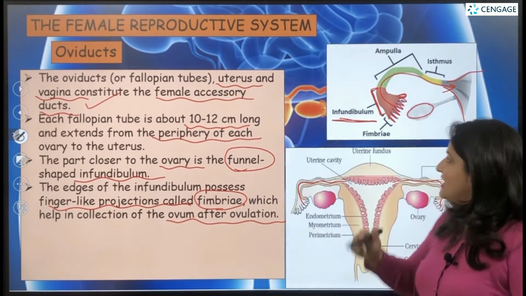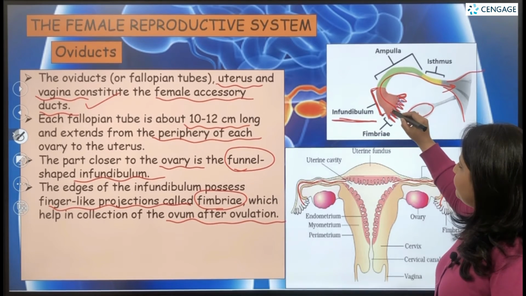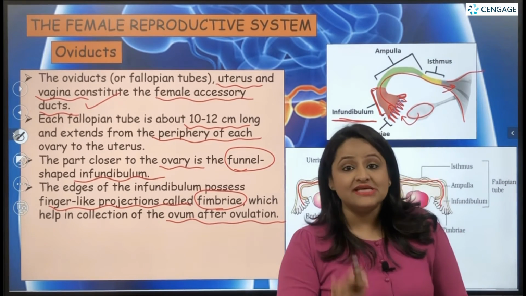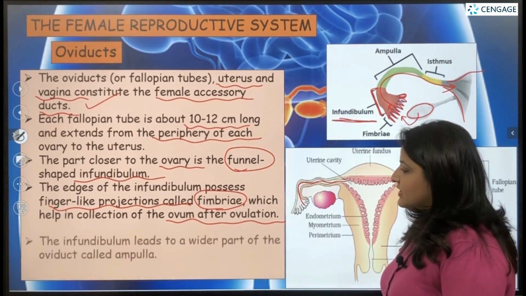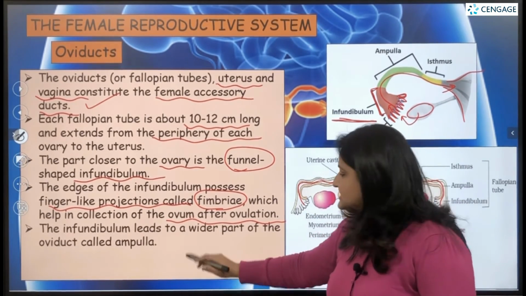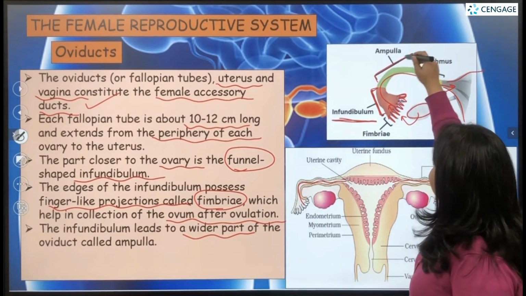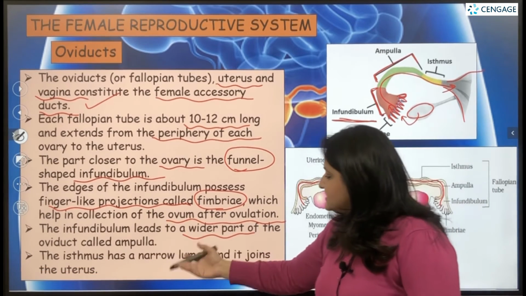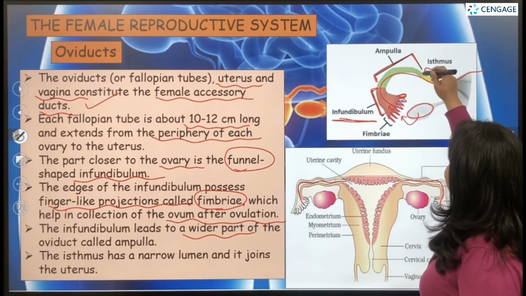So as soon as the ovum is released from here, it gets collected by the fimbriae and it enters inside the fallopian tube, that is inside the infundibulum part of fallopian tube. The infundibulum then leads into a wider part that is known as the ampulla. We can see over here, this is the wider part. And the isthmus then is the part which leads from the ampulla.